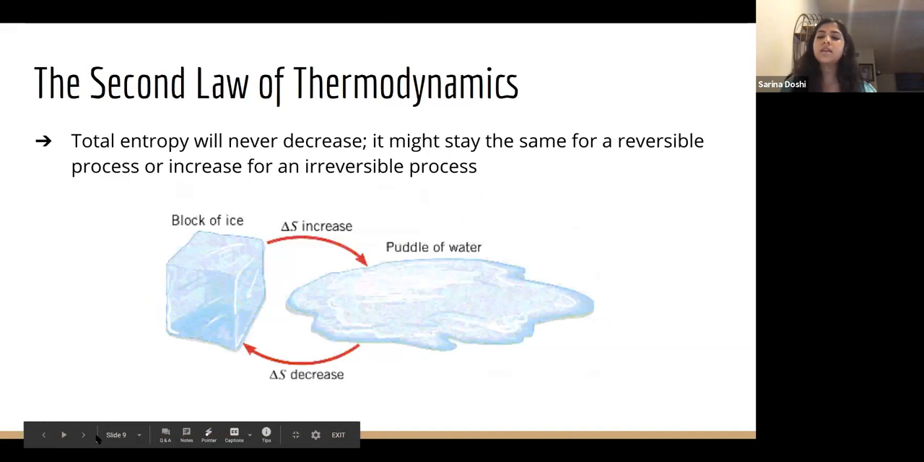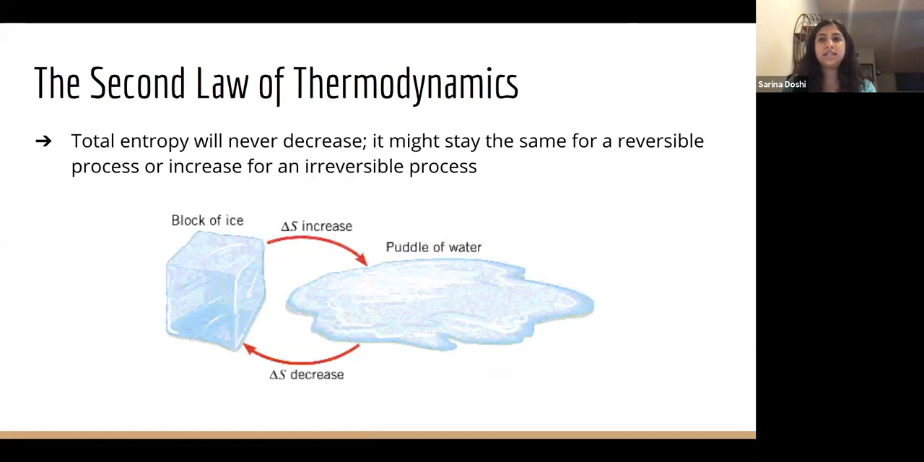Okay. The second law of thermodynamics states that the total entropy will never decrease. It might stay the same for a reversible process or increase for an irreversible process. So there are quite a few words in here that you might not know. First off, let's start with entropy. Entropy is a measure of disorder in our universe. It is a form of energy that exists all around us. It's kind of an abstract concept, but it's a measure of energy in the universe.